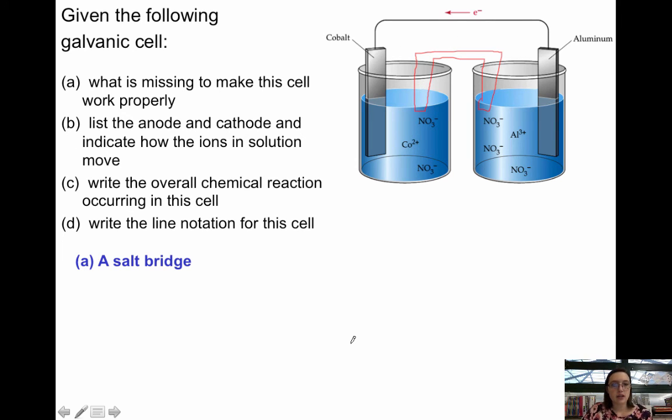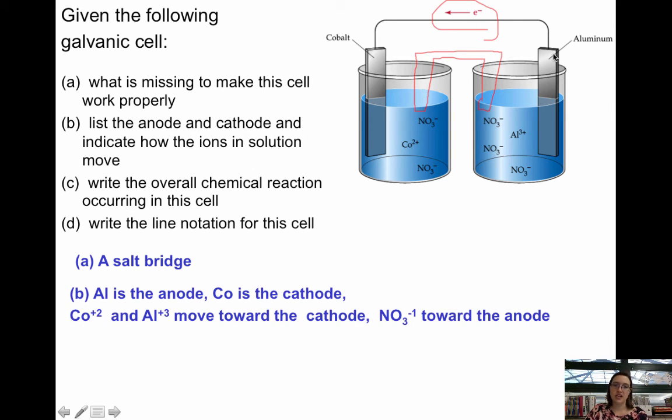So then B says list the anode and the cathode and indicate how the ions in solution move. So what can we look at to figure out what the anode and what the cathode is? Let's look at the electron flow. It flows from the anode to the cathode. So aluminum is the anode, cobalt is the cathode, and then remember that your cations move toward the cathode, your anions move toward the anode.